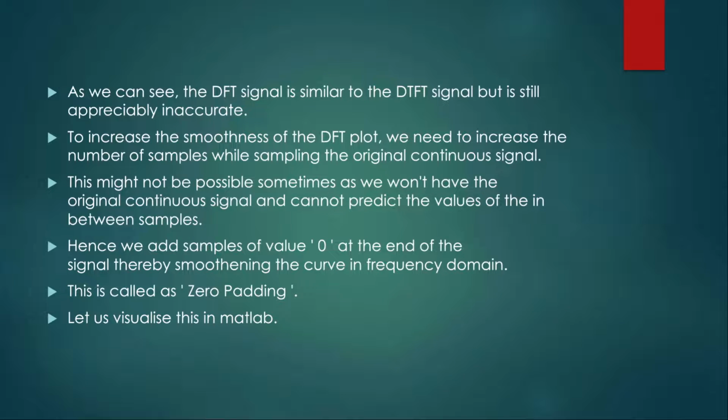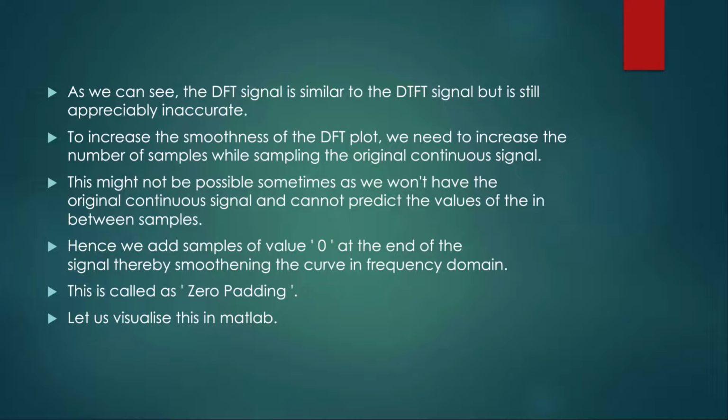So hence, to gain the side lobes also, we need to increase the sampling rate of the original signal. The sampling rate of the original signal is predetermined and cannot be changed in between the process. And we even can't predict the values in between the two samples. That is, it can be either high or it can be low.